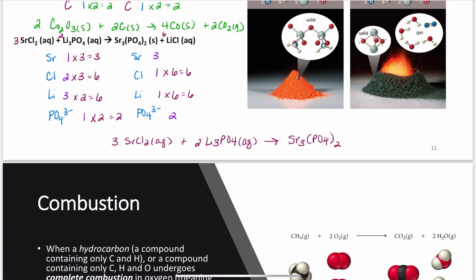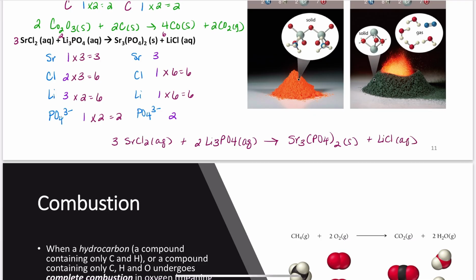I have to put that phosphate in a parenthesis because I need 2 of that phosphate ion there. And if I didn't write a parenthesis, Sr3PO42 means 42 oxygen. You can't have that. When you have a polyatomic and you need more than one of them, you've got to put it in a parenthesis. And then lithium chloride aqueous.